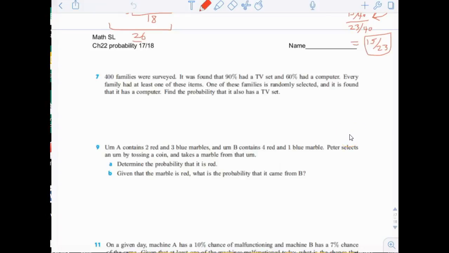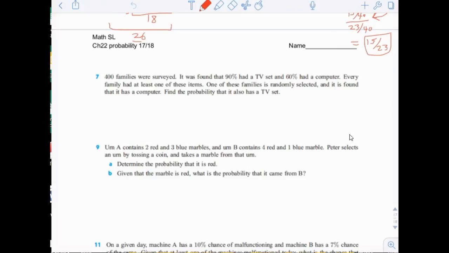Page 17 of probability. Number 7. 400 families were surveyed. It was found that 90% had a TV set and 60% had a computer. Every family had at least one of these items. One of the families was randomly selected and is found that it has a computer. Find the probability that it also has a TV set.